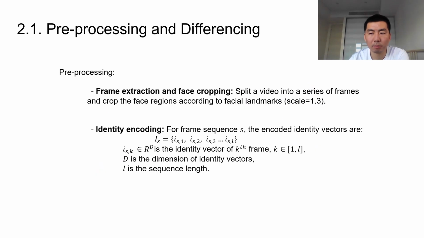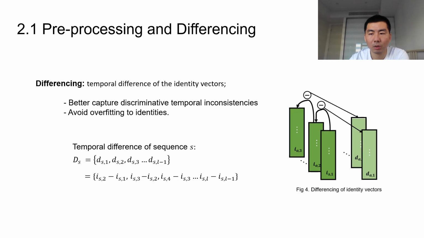I will introduce the proposed framework in three parts according to its flow. The first part is pre-processing and differencing. After frame extraction and face cropping, frame sequences are transformed into identities by an identity encoder. To better capture discriminative temporal patterns between real and fake videos, rather than making the network overfitted to identities in videos, we applied a differencing operation to identity vectors and get the corresponding temporal difference as is shown in Figure 4.